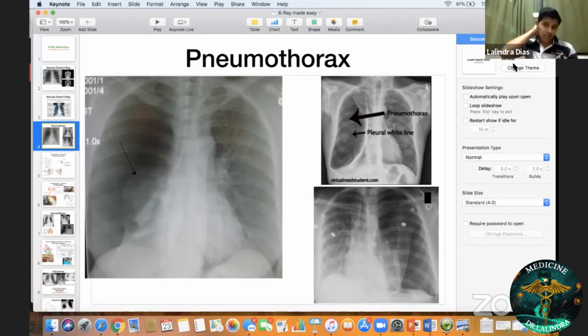Right. Before all that, in a chest X-ray, you need to identify it. I told you the clinical features of pneumothorax, how to diagnose pneumothorax clinically. But you also need to identify pneumothorax in a chest X-ray. How do you do that?